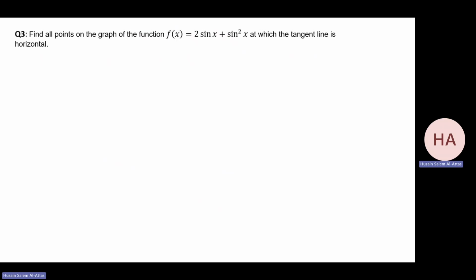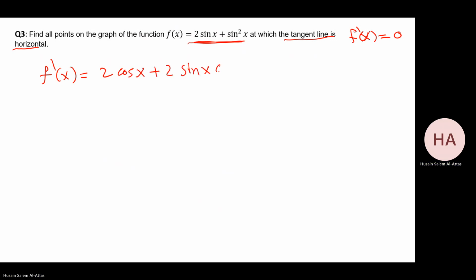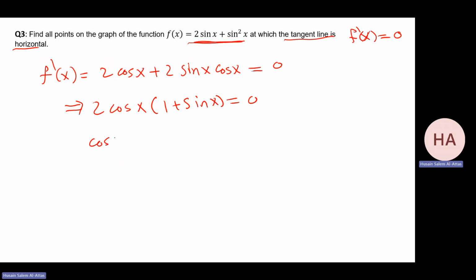Find all points on the graph of the function where the tangent line is horizontal. Tangent is horizontal means f prime equals 0. So I need to solve this equation. I need to find f prime first. That will be 2 cosine x plus 2 sine x, which should equal 0. That implies, taking 2 cosine x as a common factor, I have 1 plus sine x equals 0. So either cosine x equals 0 or sine x equals minus 1.